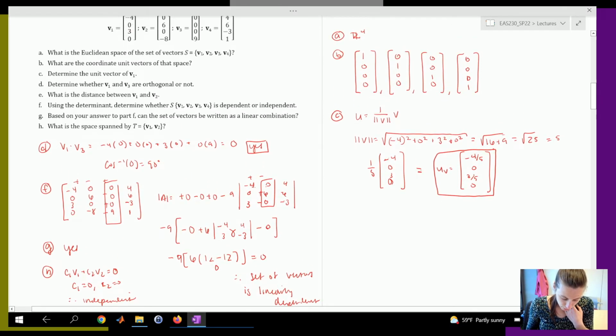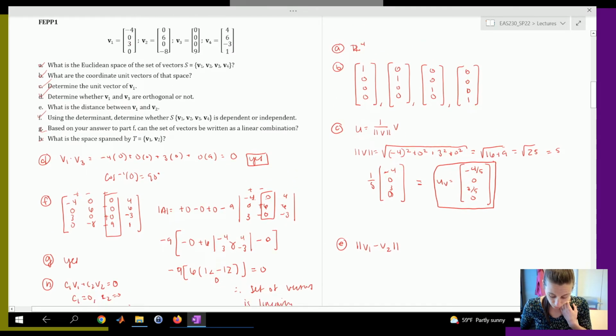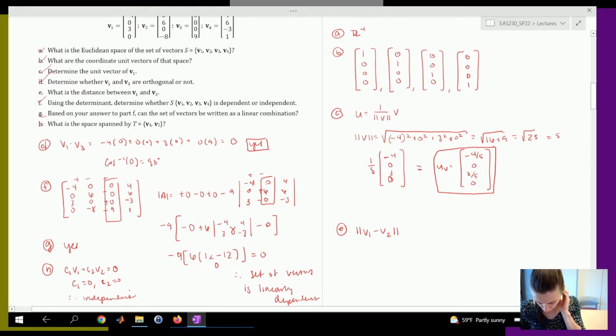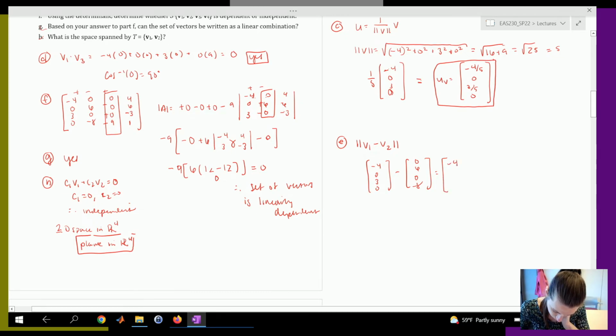Okay, so going back to check, I did A, B, C, D, F, G, and H. I need to go ahead and do E. What is the distance between V1 and V2? The distance between V1 and V2 is the norm of V1 minus V2. So we're literally going to subtract V2 from V1. V1 is negative 4, 0, 3, 0. Minus V2, which is 0, 6, 0, negative 8. When I subtract those two, I get negative 4, negative 6, 3, and positive 8.